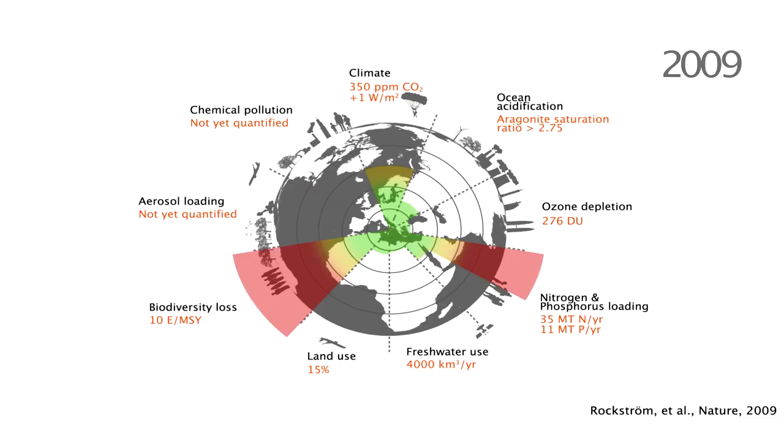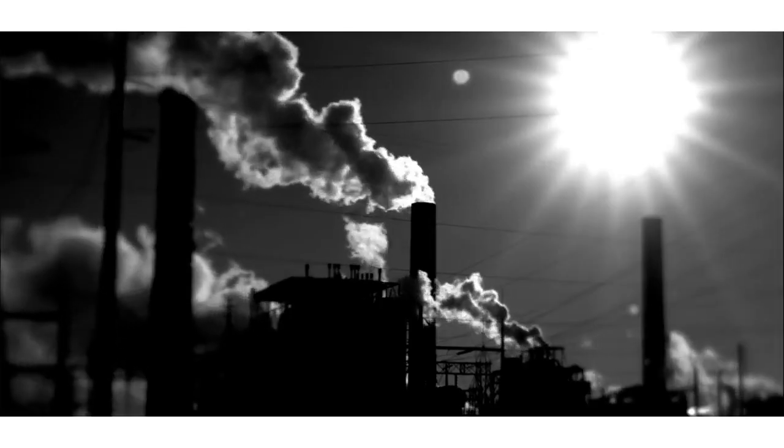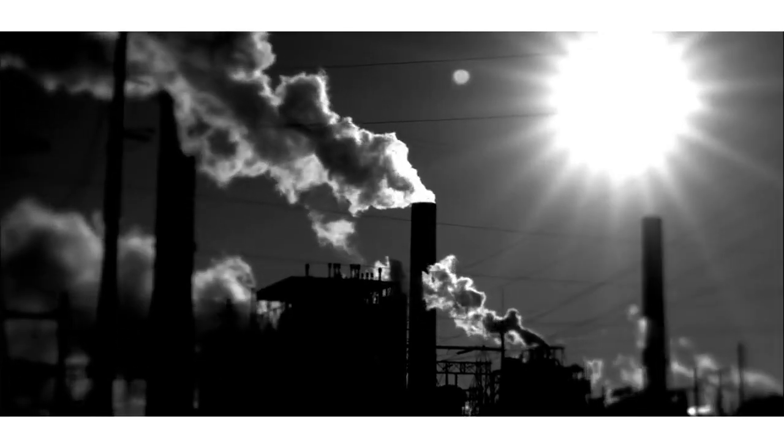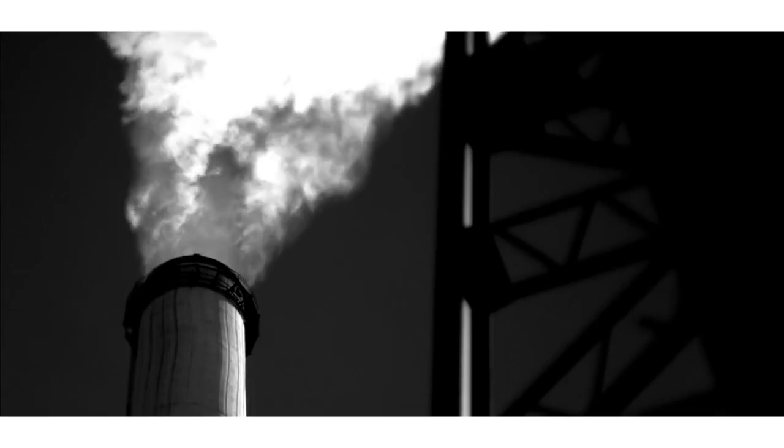So you've seen this picture before, or at least some version of the picture. This is the image of planetary boundaries. And it's not by chance that ocean acidification and climate boundaries are right next to each other, because the driver for both is the same: how much carbon dioxide we emit to the atmosphere.